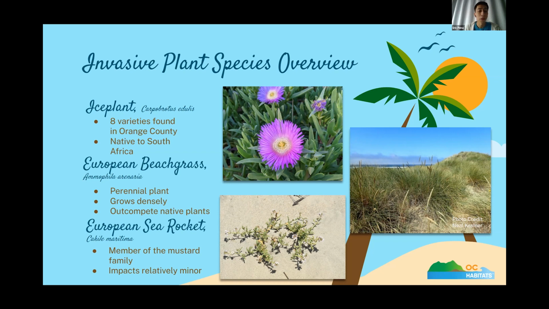Because of the way their roots grow, they also can create these really long mats, and that prevents native species from being able to grow alongside them. They have these really pretty succulent flowers, and they're commonly used in landscapes because of how beautiful they are.